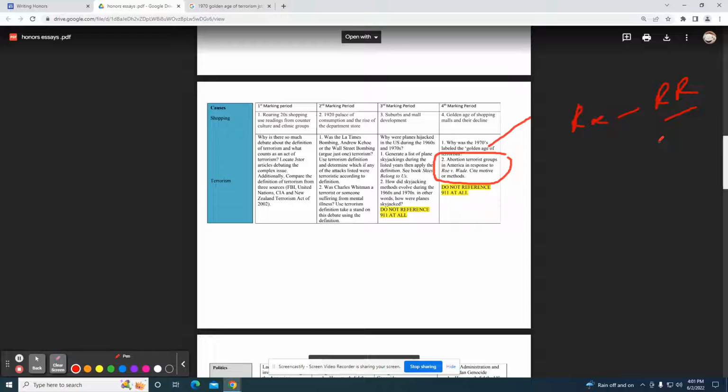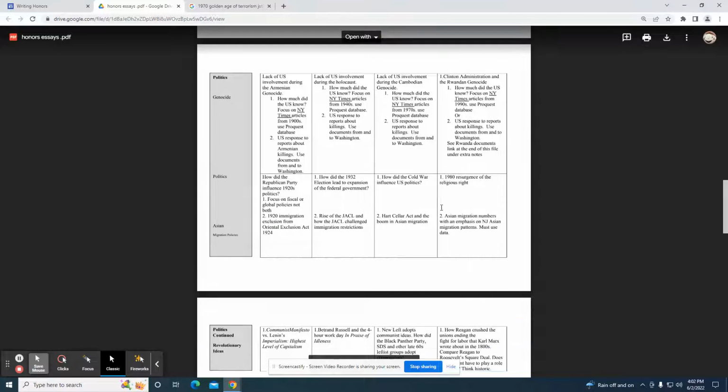With regard to the nuclear family of the 1950s, 1960s. So you want to focus on how far-right terrorist groups, in particular abortion terrorist groups, you probably want to look up the Army of God. That would definitely be one of them. And you want to focus on their motives or methods in response to Roe v. Wade. Do not reference 9/11 at all. We're not looking for a 9/11 essay.